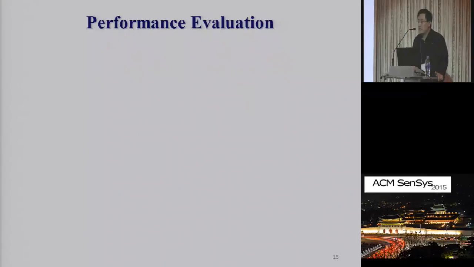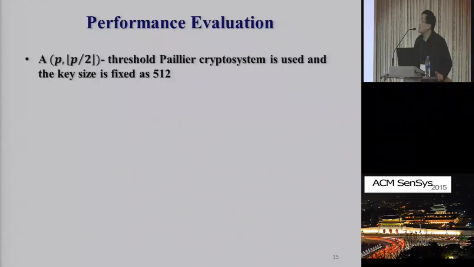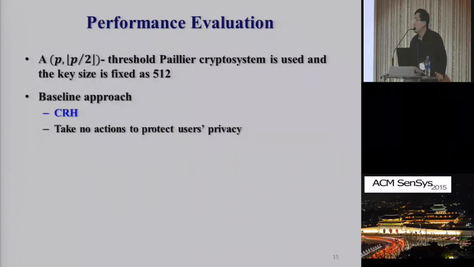Okay, so let's move to the performance evaluation part. We use the Paillier cryptosystem, and we set the key size as 512. And here the baseline approach we use is CRH. CRH is a state-of-the-art truth discovery method that can deal with heterogeneous data types. However, it takes no action to protect user privacy.